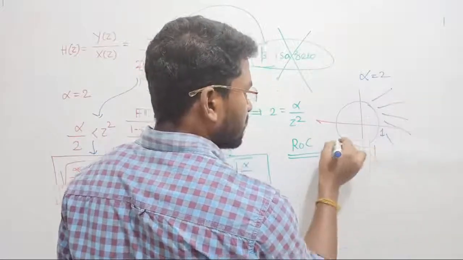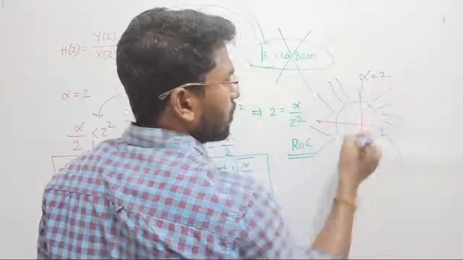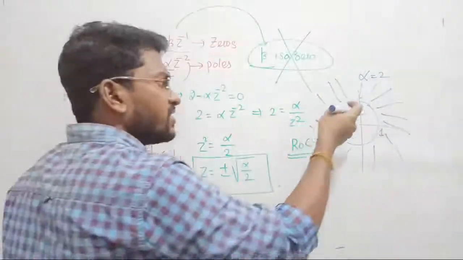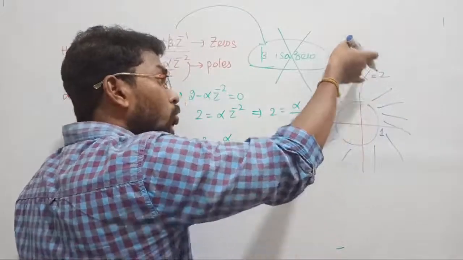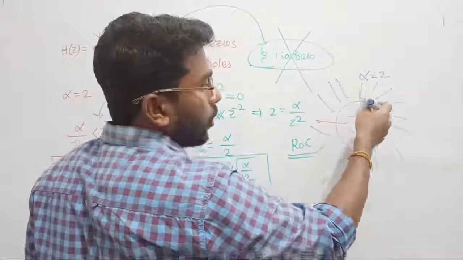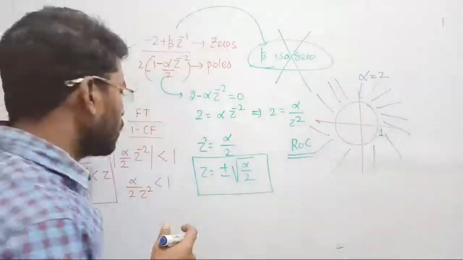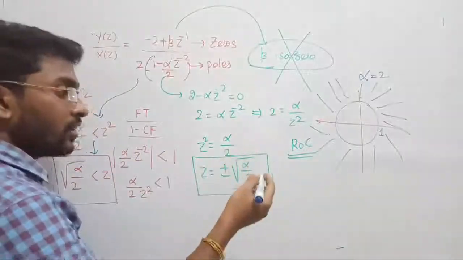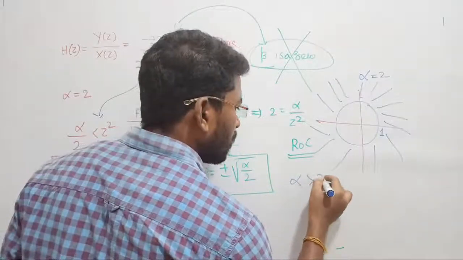Now tell me, is it a stable system? No. This is an unstable system. Why? The region of convergence exists outside the unit circle. It comes outside 1. So what do I have to do? If I choose some value of alpha greater than 2, suppose alpha is more than 2.